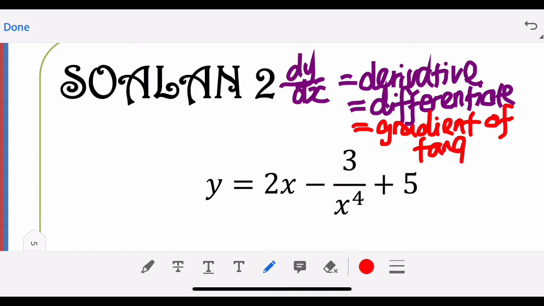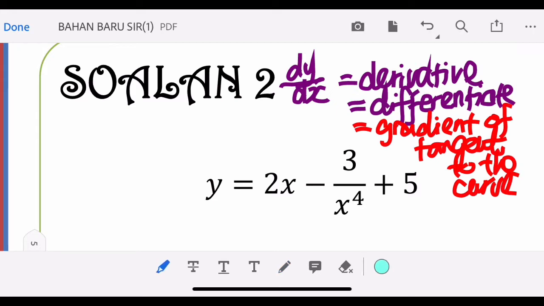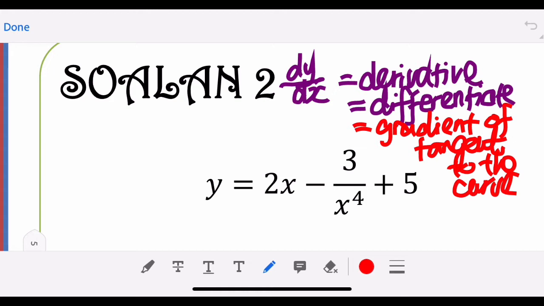Sometimes they will say find the gradient of tangent. It all means dy/dx, okay? So the question can say find derivative, differentiate, or gradient of tangent to the curve. So all these have the same meaning of finding dy/dx.